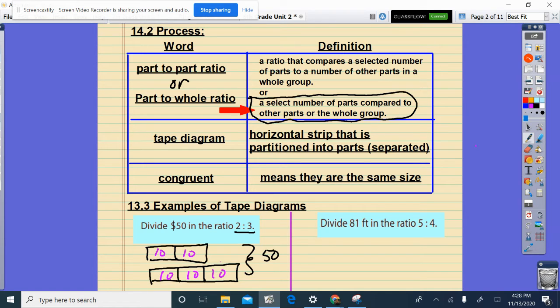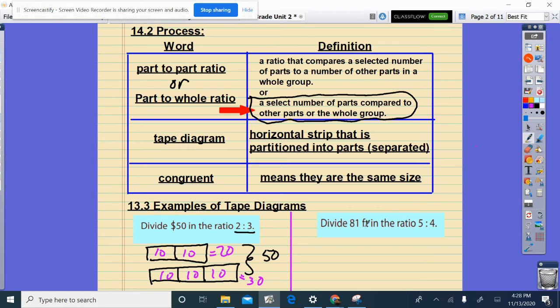So if it's a 2-to-3 ratio and it's $50, how much money do the 2 boys have in their pockets? It's a 2-to-3 ratio and the total is $50. How much does each boy have? Well, one boy has $20. The other boy has $30. That's kind of a story problem to go with that.